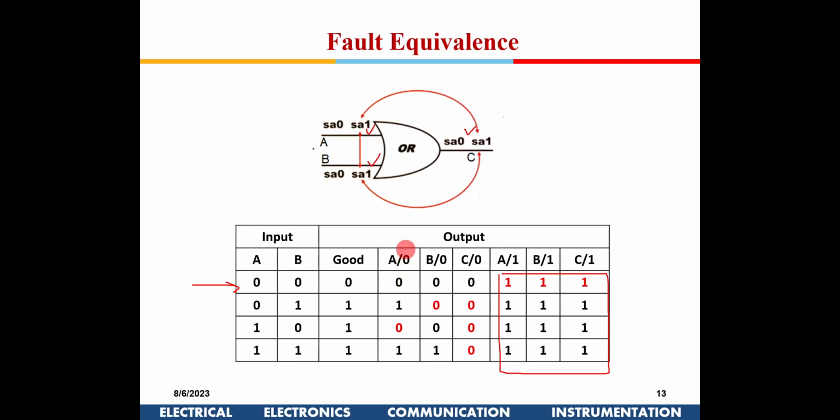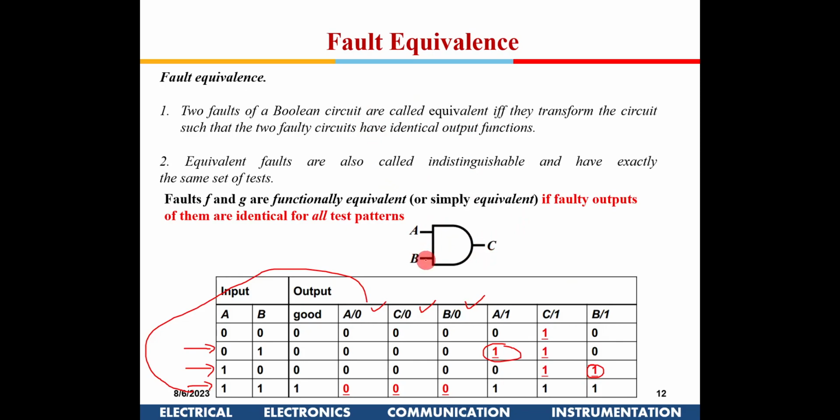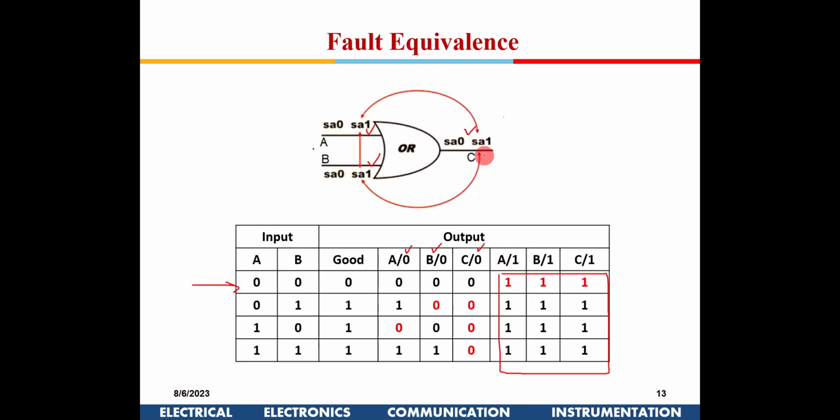For stuck-at-0 faults, different test vectors are required. They are not equivalent, as you see here. So for an AND gate, all stuck-at-0 faults are equivalent. For an OR gate, all stuck-at-1 faults are equivalent. Is it okay till here?